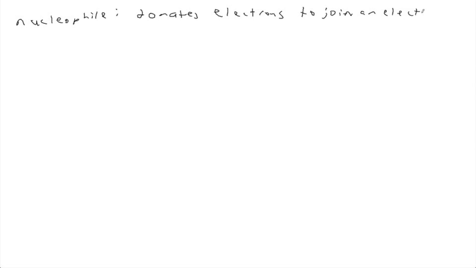So what is the name of one of the roles in organic chemistry? A nucleophile. How would you define a nucleophile? A nucleophile donates electrons to join an electrophile. All right, what's the name of another role in organic chemistry? Electrophile. And what would be its definition? It receives electrons to join a nucleophile.